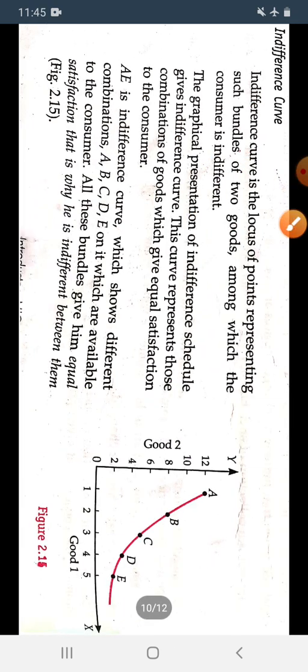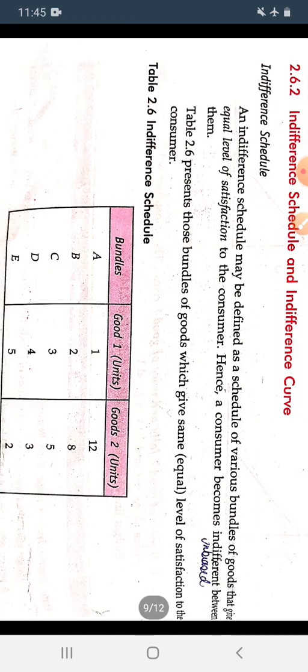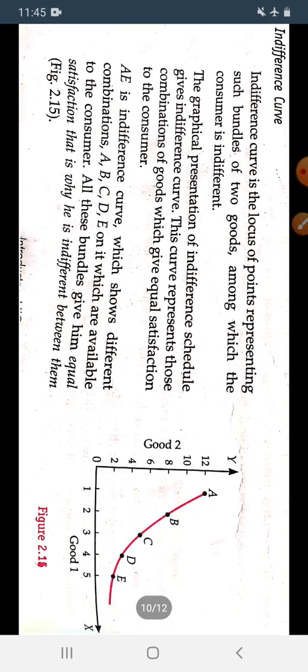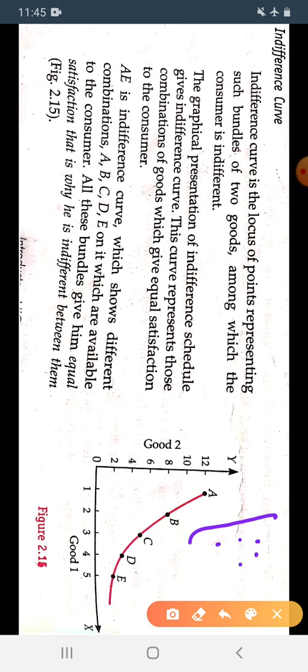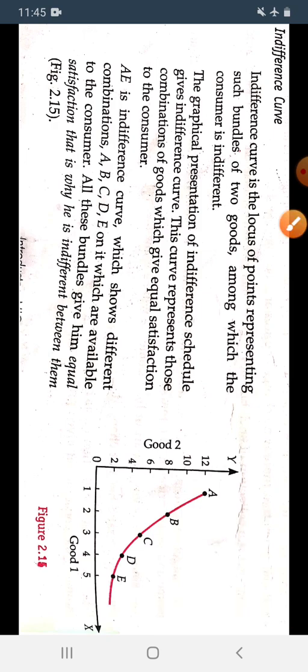Now next is the indifference curve, which is the locus of points. Till now we have studied the scale of preferences and the indifference schedule. Now we are going to study what an indifference curve is. An indifference curve is the locus of points. Locus means showing the different points representing such bundles of two goods among which the consumer is indifferent.